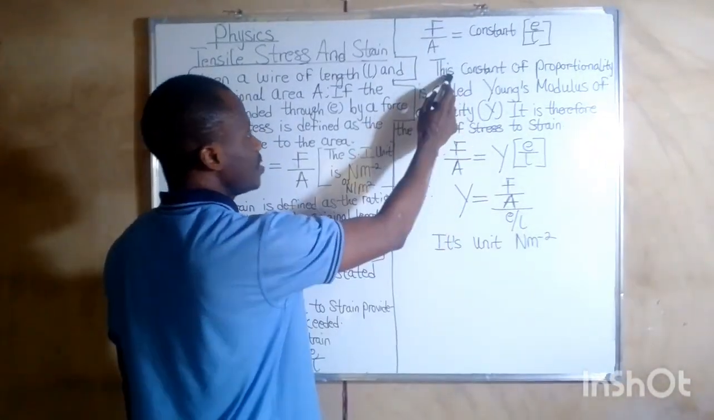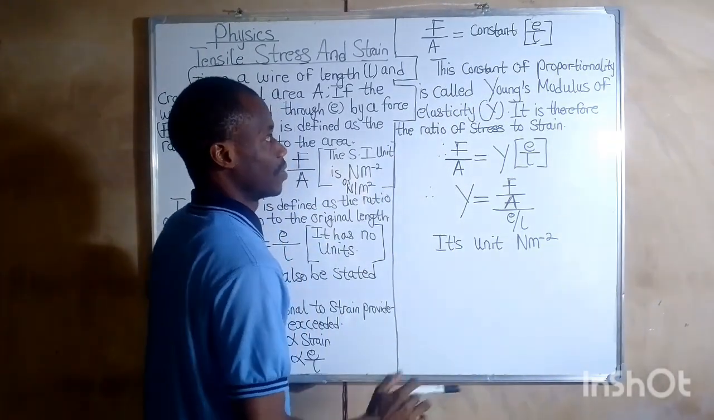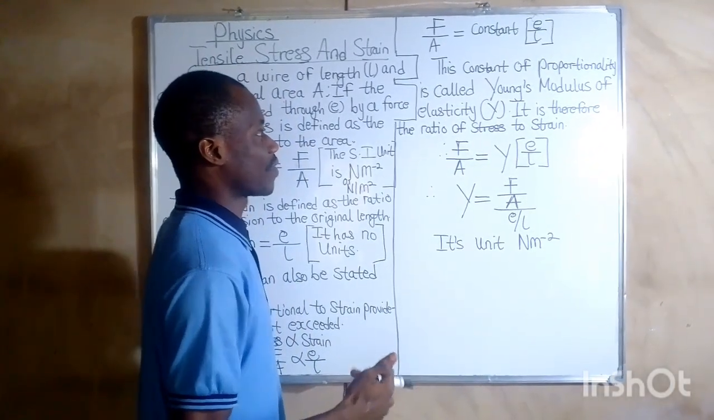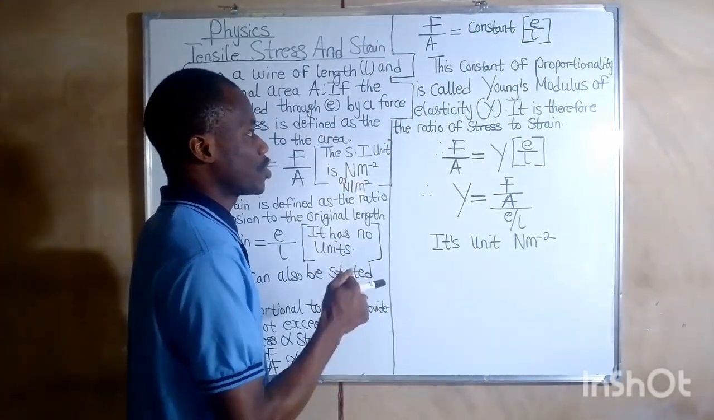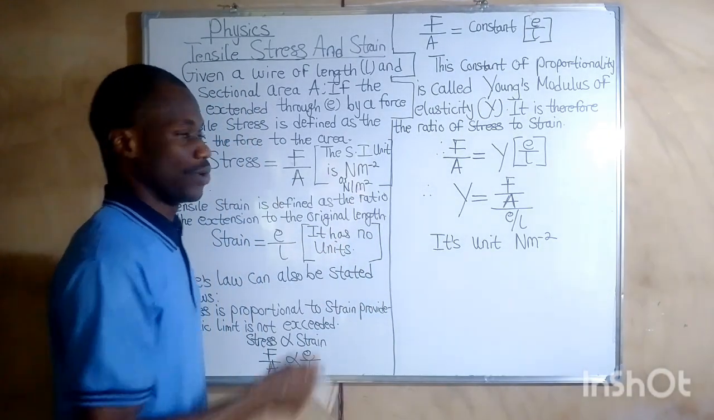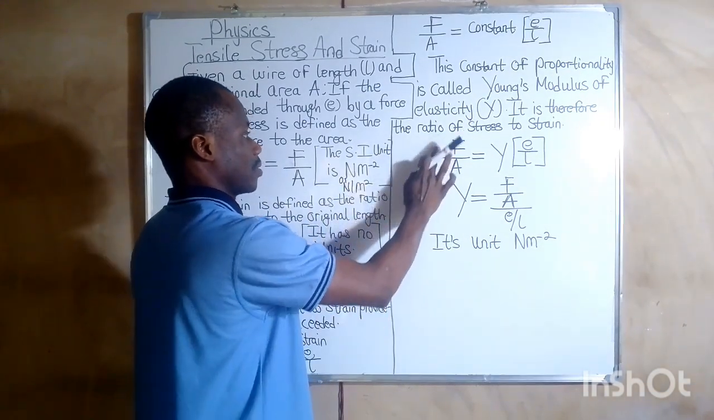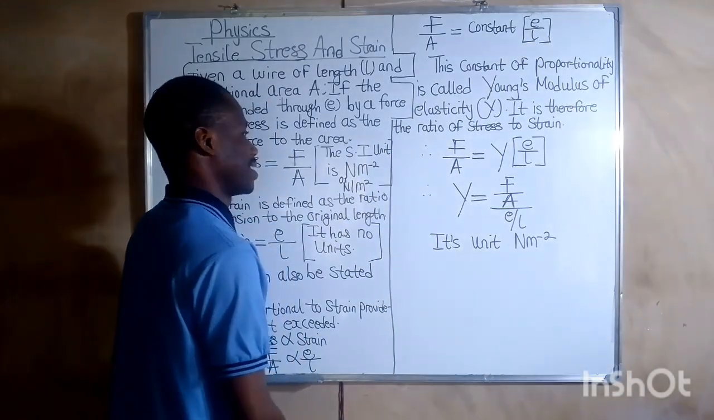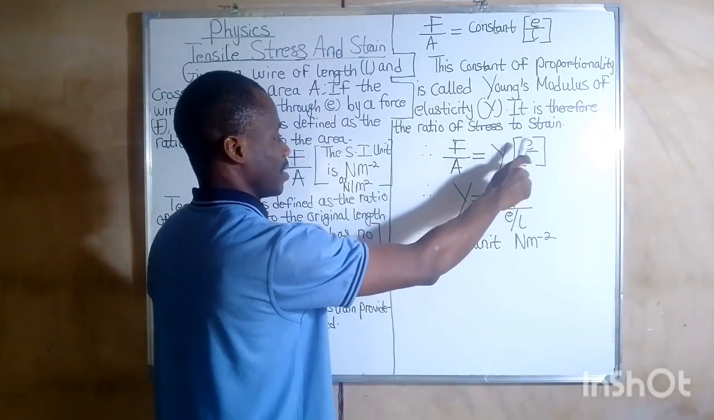Now, this constant of proportionality is called Young's modulus of elasticity, Y, with a capital letter Y. It is therefore the ratio of stress to strain. Please note that the therefore symbol is not a scientific notation, as some students think. So F over A is equal to the Young's modulus times E over L.